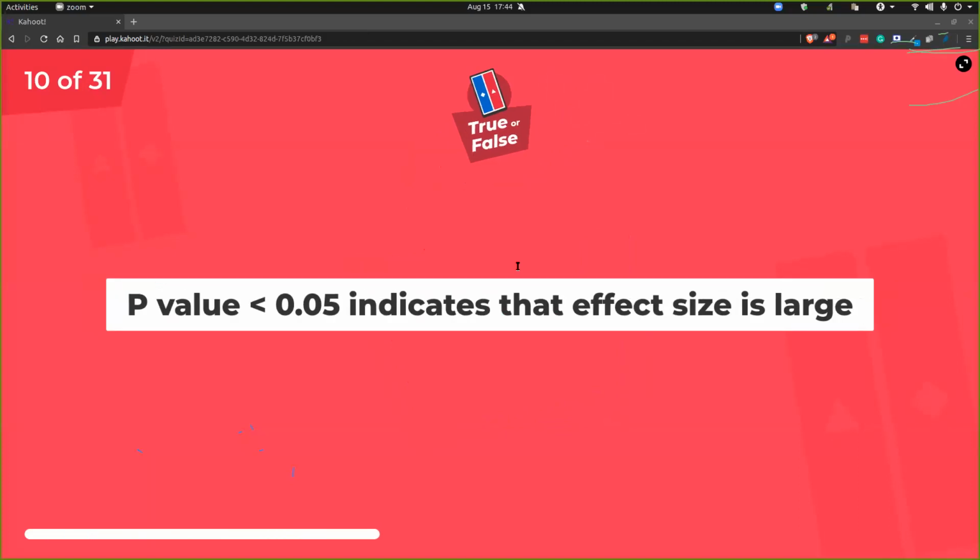Okay, true or false? A p-value less than 0.05 indicates the effect size is large.